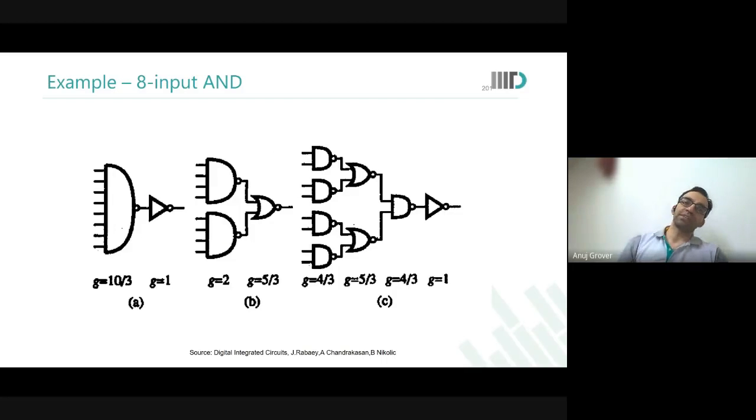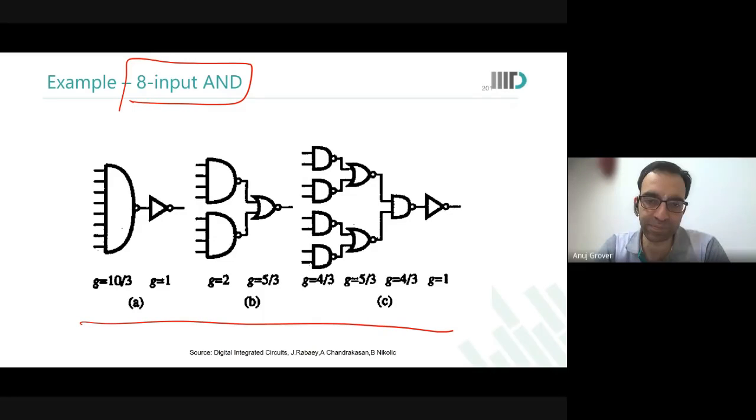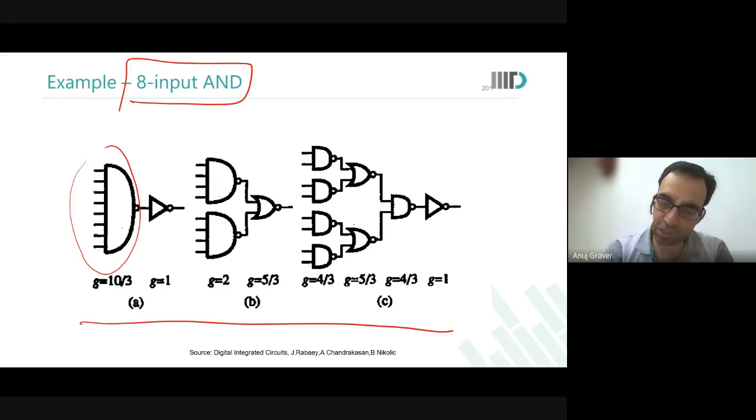So now, given this, if I ask you to design an 8-input AND gate, so you have all these many options to design an 8-input AND gate. Am I right? You can design an 8-input single NAND and then an inverter, or two 4-input NANDs and a 2-input NOR, or all the gates are 2-input gates. Which, according to you, is the most efficient one, most optimal amongst these?